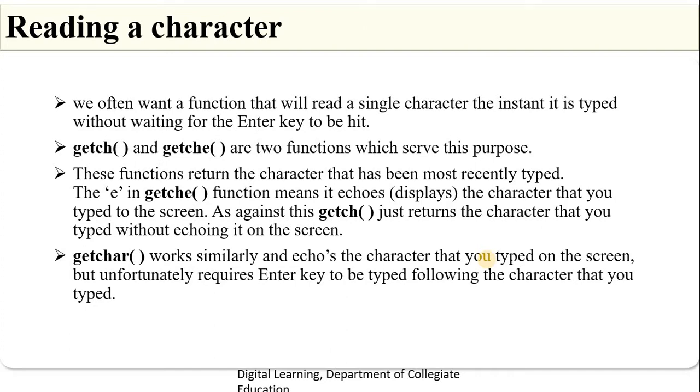Often we'd like to take a character into the program as soon as the user types it on the console, even before the user hits the enter key. For achieving that, you have two functions, that is getch and getche. The only difference between getch and getche is that getche echoes the character that a user has typed in once again onto the screen, whereas getch doesn't.